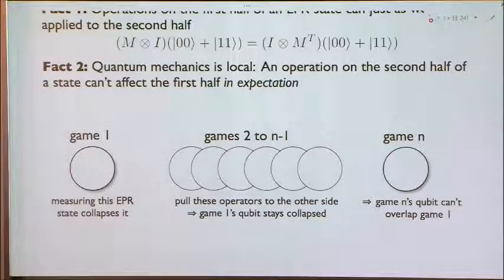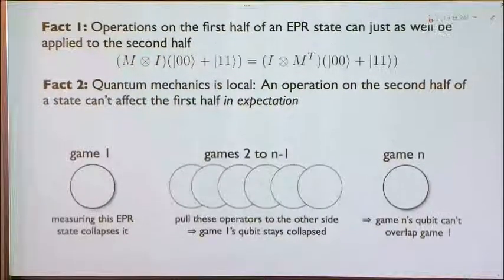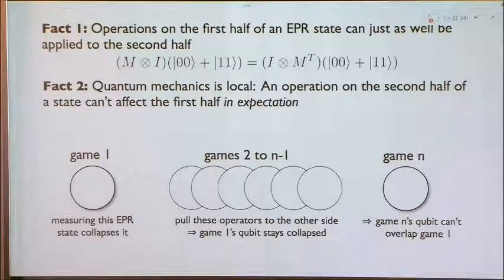And now we play the middle games, and then we play the last game. And the point is, these middle games, Alice's superoperator could be pulled over to be acting on Bob's side after Bob's superoperator for those games by the first fact. And what that means is that they don't affect Alice's state in expectation, which means that this first qubit, which was collapsed, so it's like ket 0 or something, after these intermediate games, it's still ket 0 in expectation, which means it really is close to ket 0.